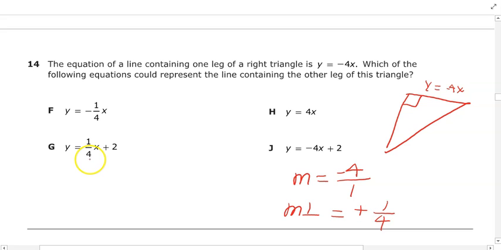So I see that G does have a slope of +1/4. That will be my answer because those slopes are opposite reciprocals. They're perpendicular to each other.